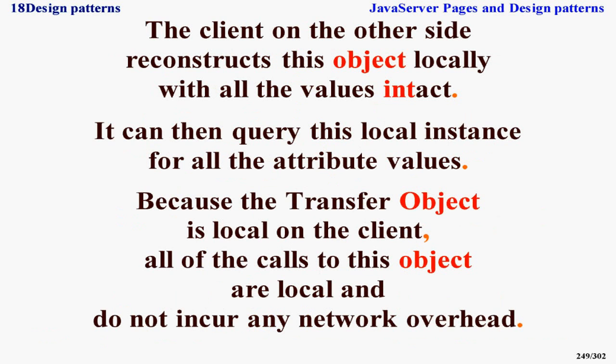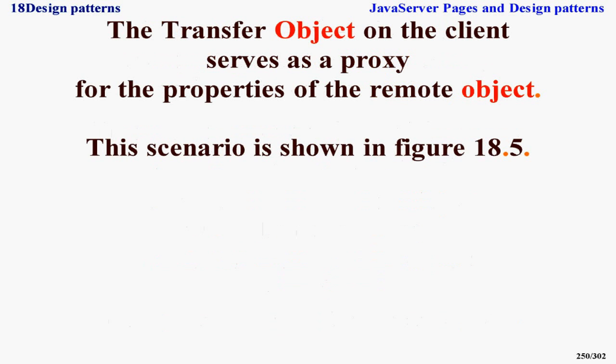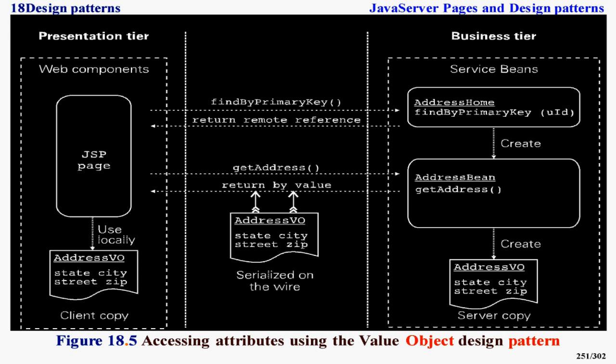It can then query this local instance for all the attribute values. Because the transfer object is local on the client, all of the calls to this object are local and do not incur any network overhead. The transfer object on the client serves as a proxy for the properties of the remote object. The scenario is shown in Figure 18.5.